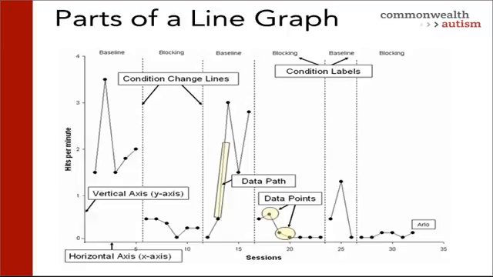You've got condition change lines going through your graph. Those indicate some change to some part of the program for the student. Your data points are here, and the data path is the line that's drawn between the points. We also label the conditions at the top. What are we looking at? Baseline, blocking, back to baseline, blocking, back to baseline again, and then blocking. You don't need to memorize all this now. You'll go over it many times in your classroom.